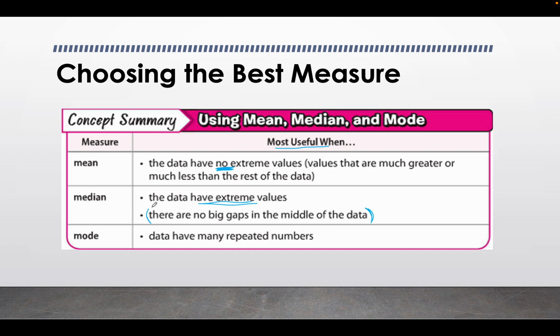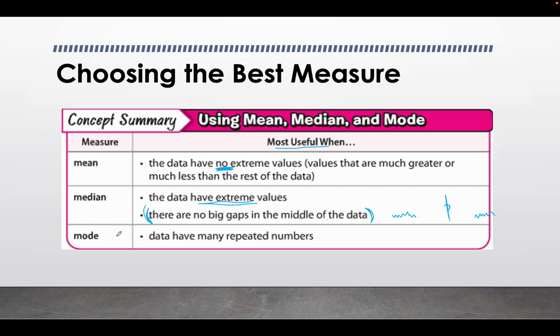This is just an additional note: the median is useful if there are no big gaps in the middle. We don't see that super often, but from time to time you'll see some gaps in the middle of the data, with a lot of things on the lower end, some things on the higher end, and then nothing in the middle. In that case, we would not want to use the median because the median would fall in the middle where there is no data. So that's what that means. But we only see that in rare instances.